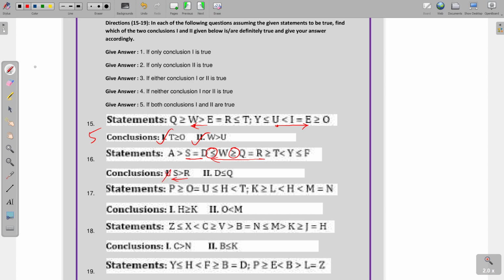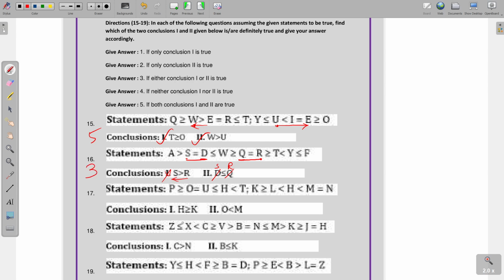And next, see the next one. D to Q, D less than or equal to Q. So see D here and Q here. And also conclusion 1, S equal to D and Q equal to R. In the place of D we can substitute S, and in the place of Q we can write R. Okay, so either 1 or 2 follows. Both are complementary pairs. Option 3 is the answer.